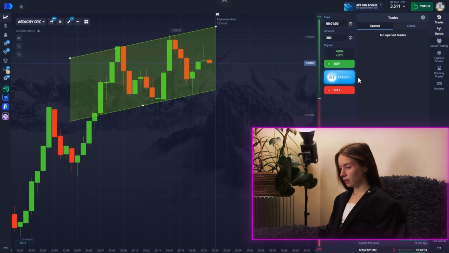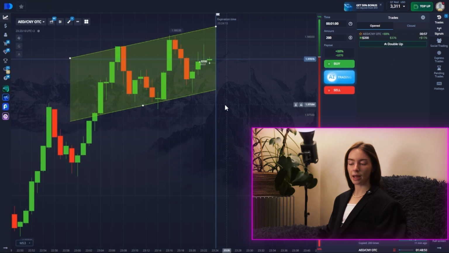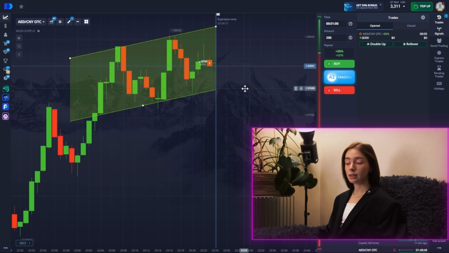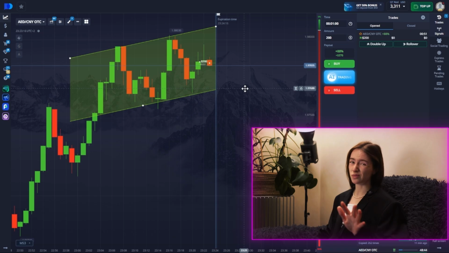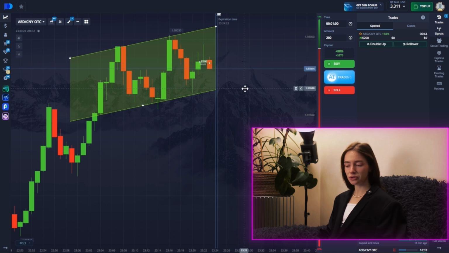I open another buy. There was a small pullback downward and I enter a buy. I remind you that in unsuccessful trades I use the martingale method, but carefully. 1.5, 2 times, no more. After 2 consecutive losing entries, we change the currency pair. It means this pair isn't suitable.